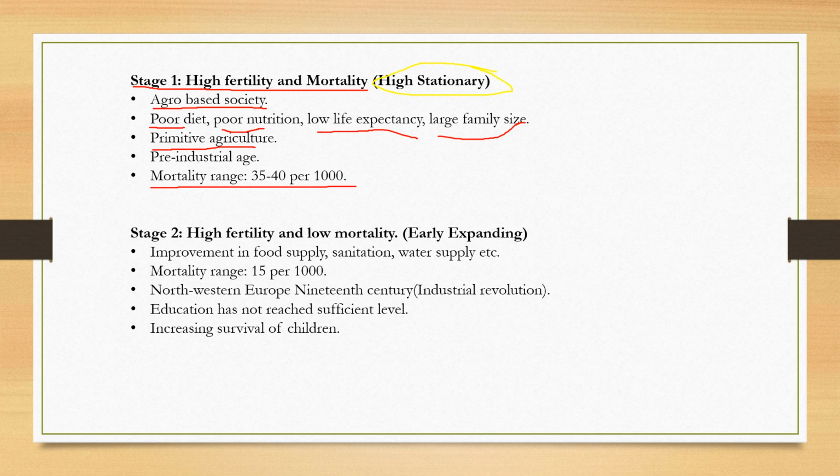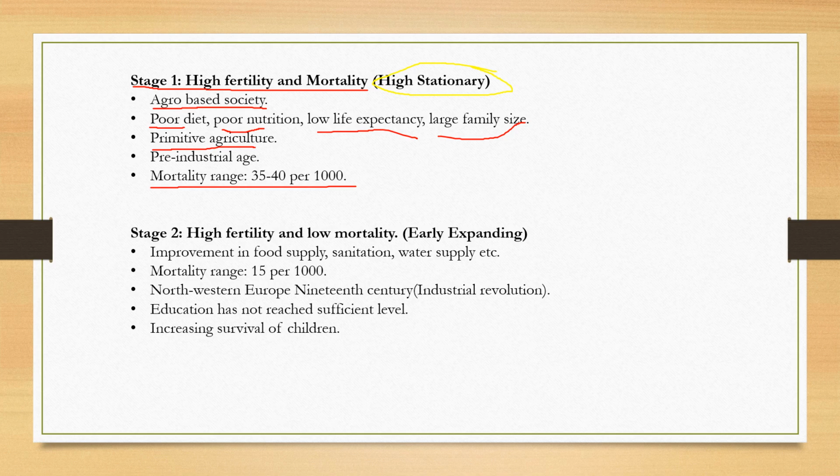That means it is very high. Birth rate is high, death rate is also high. That means the population increasing rate is low, because if both are high, then how will the population increase, right? So stage 1 completed.